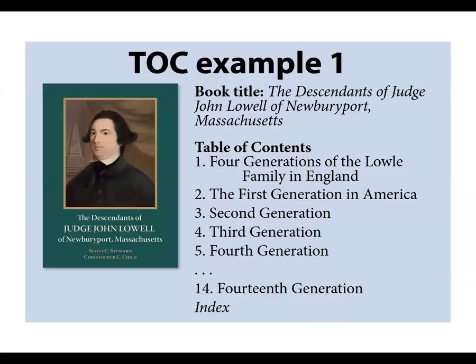Having a title and a table of contents provides boundaries for you to work within. Let's look at a few examples of table of contents. Your TOC might be as simple as this one for our Lowell genealogy. This is a long and complex 600-page book, but you can see how straightforward the table of contents is. There is a chapter on the family in England, followed by chapters on each subsequent generation. The TOC shows that the book begins with the family prior to their immigration to America and then covers 14 generations thereafter. We're clearly starting with the immigrant, and the number of generations tells us how far we're going.